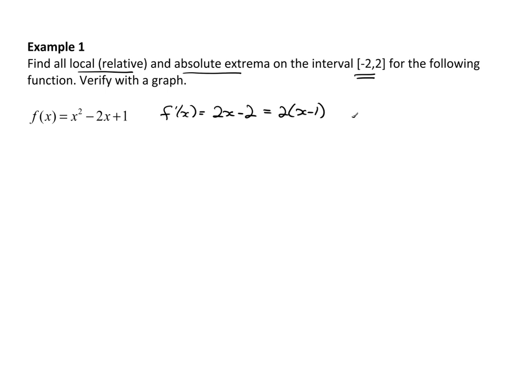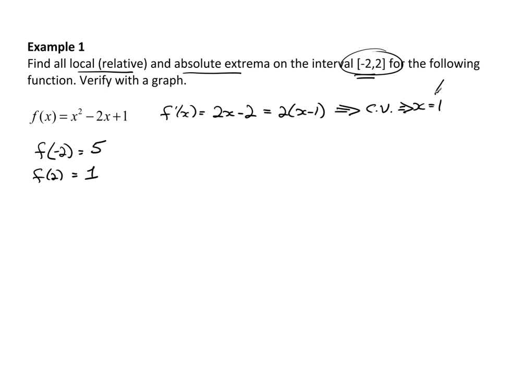Now if I set this equal to 0, that definitely tells me that the critical value is x equals 1. So I have a critical value at x equals 1. All right, now I'm working with this interval -2 to 2. So I need to figure out what is f of -2. Well, when I put that into my calculator or do it in your head, you see that f of -2 is 5. I want to take a look at the other endpoint, f of 2. f of 2 equals 1.